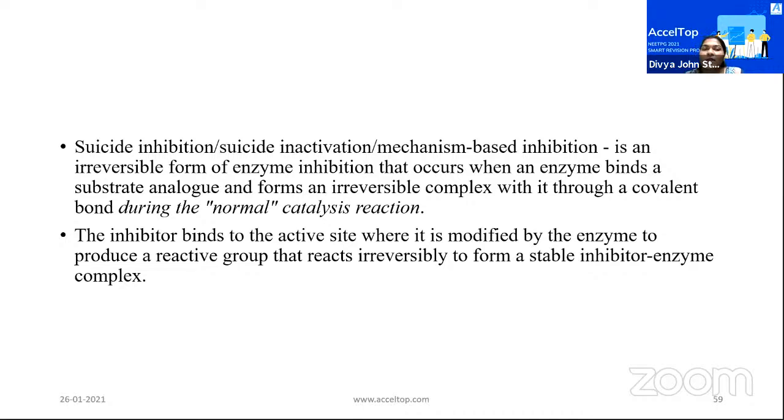That occurs when the enzyme binds to a substrate analog and forms an irreversible complex with it through a covalent bond. This happens during the sequence of the normal catalysis reaction. This inhibitor binds to the active site where it is modified by the enzyme to produce a reactive group that reacts irreversibly to form a stable inhibitor-enzyme complex.